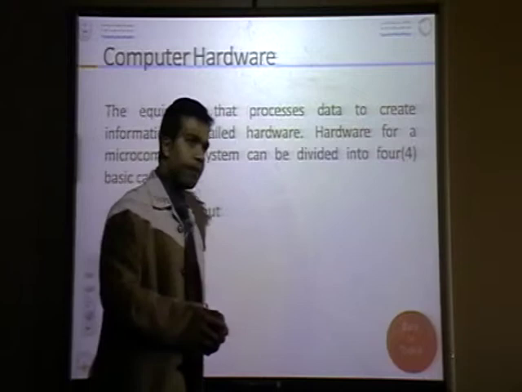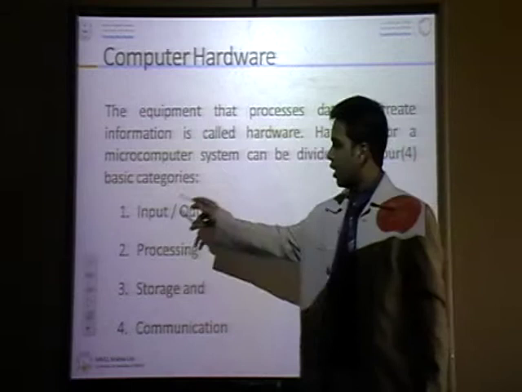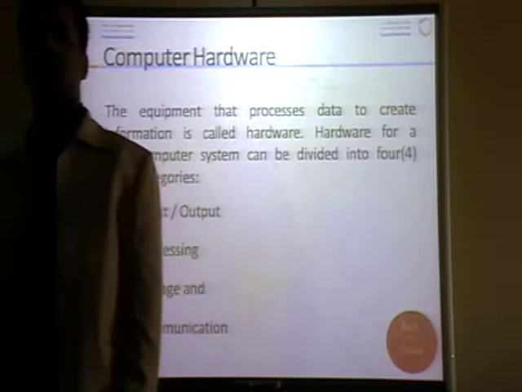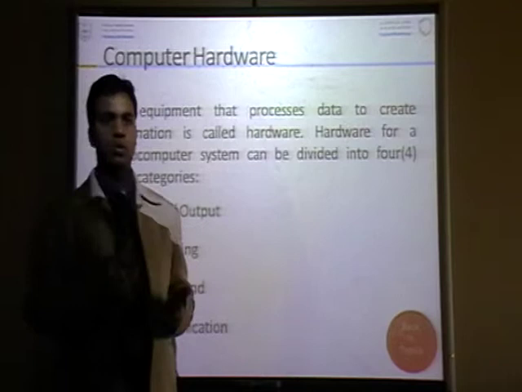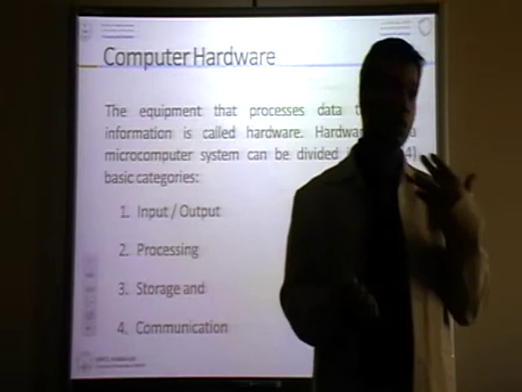Computer hardware. Now, how many types of hardware are there in the computer? Four. First one is input. Input means by which you can enter into the computer, like keyboard, mouse, light pen, joystick, scanner, microphone, camera. These are input. Output means how the computer shows you the result. Like a screen, like a printer, like a speaker.